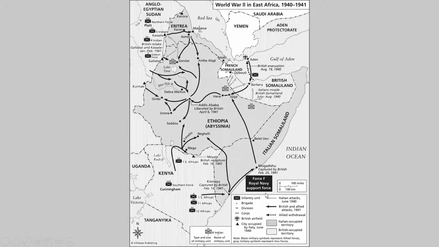As you can see, Force F, the Royal Navy Support Force, is pushing up through in here. Infantry units and brigades. Here's the division here. So we're pushing back up into French Somaliland and British Somaliland, and then pushing up through. So here's the Northern Force. These are our attacking forces, but then here is the Italian forces in 1940, and then our British and Allied attacks in 1941. As you can see here, they're coming in from the west and pushing back upward, and from here is what we call the naval force, pushing upward, and then an air forces unit coming in through here, pushing down.